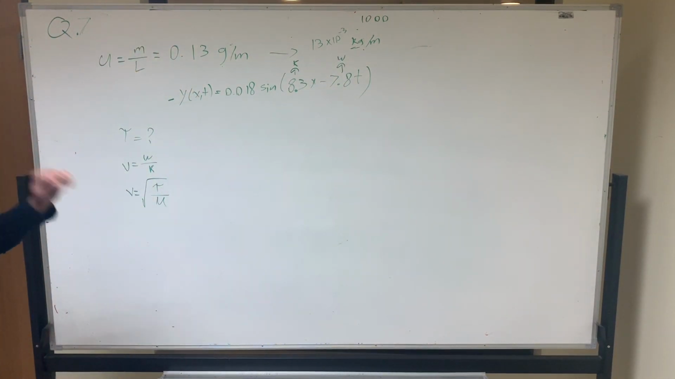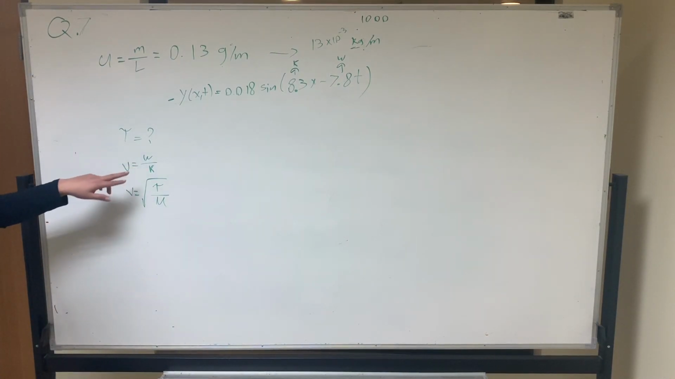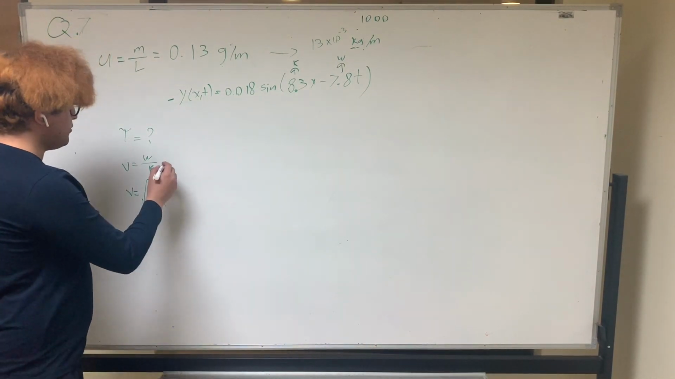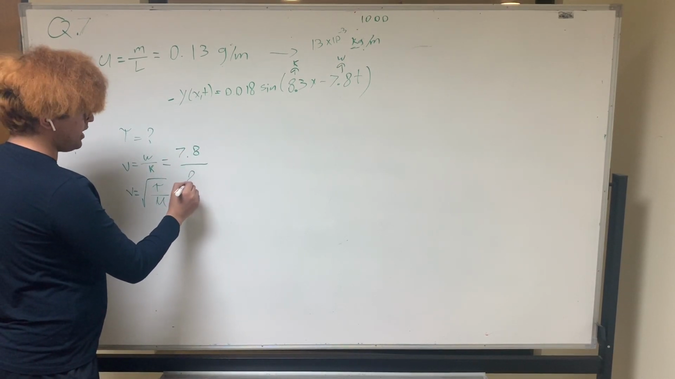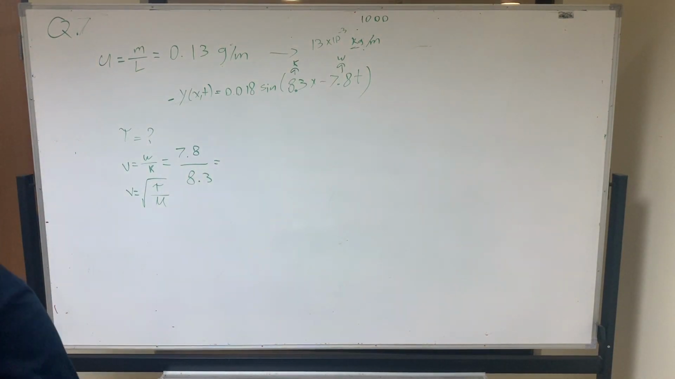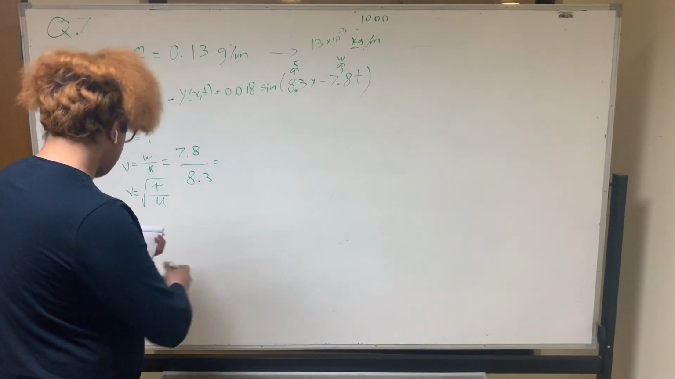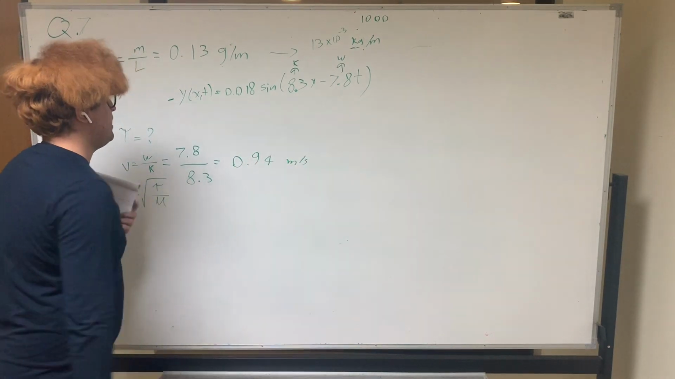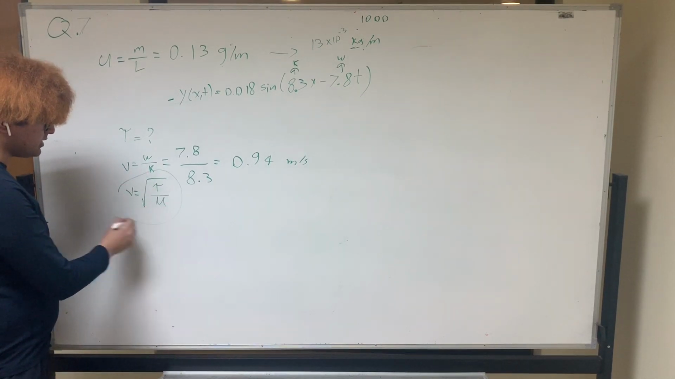So we're asked to find the tension in the string. We know that the velocity of the wave is equal to omega over k, both of which are given here. If you divide omega, which is 7.8, over k, which is 8.3, you'll get the velocity of the wave, which will be 0.94 meters per second.